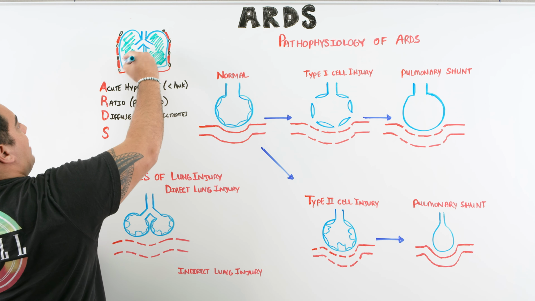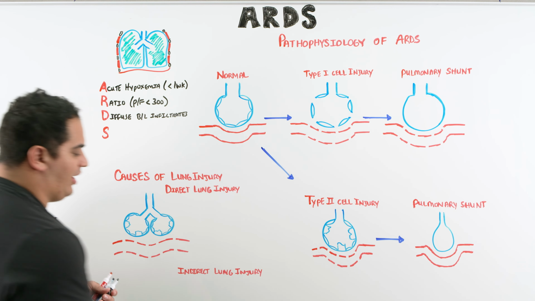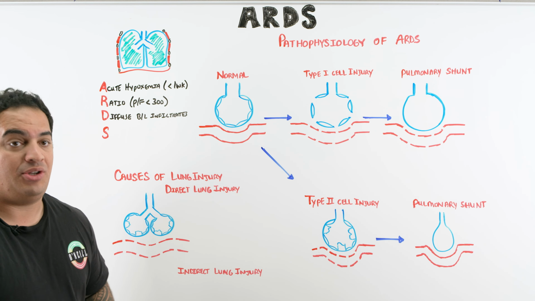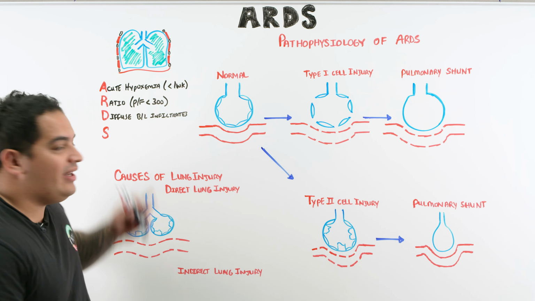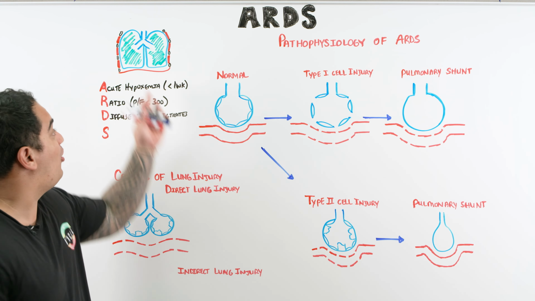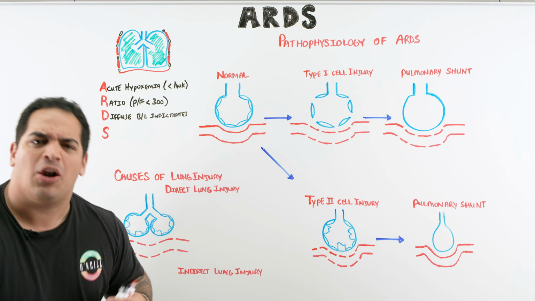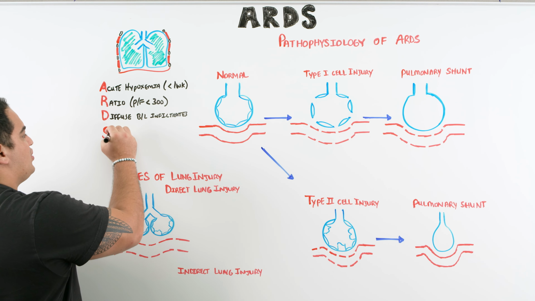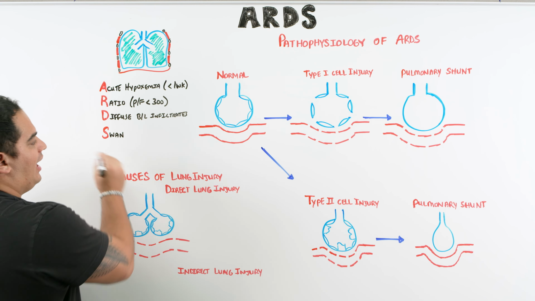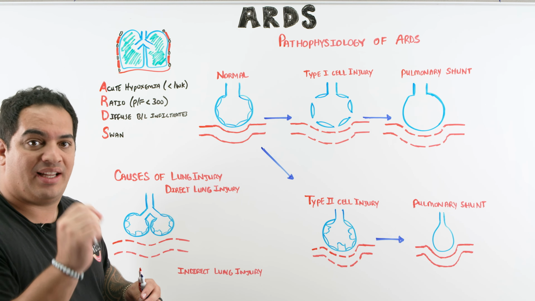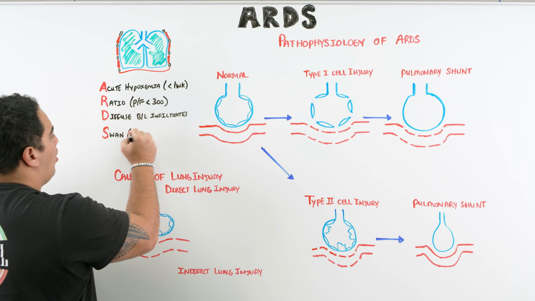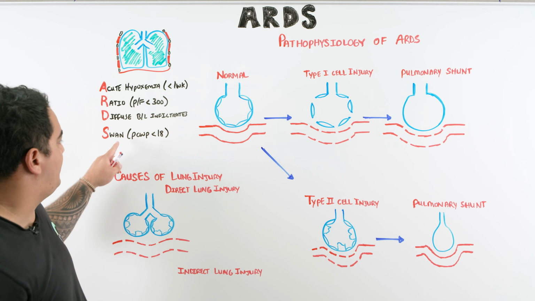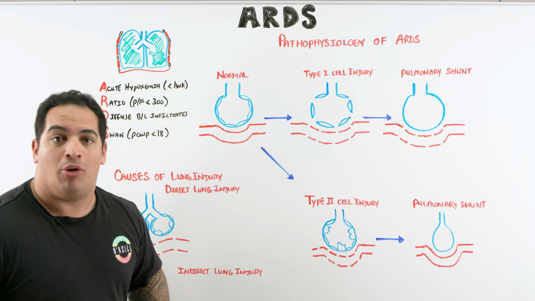Whenever you see all these bilateral opacities on imaging, on top of hypoxemia that developed within less than a week and a PF ratio off their ABG that's less than 300, you then need to ask, could it be cardiogenic pulmonary edema that we're seeing? How do I really rule that out? Well, the most definitive test is a Swan-Ganz catheter. It's placed into the pulmonary capillaries and gives you a wedge pressure. If that pulmonary capillary wedge pressure is less than 18, that is the most definitive way of saying that there is no cardiogenic pulmonary edema.